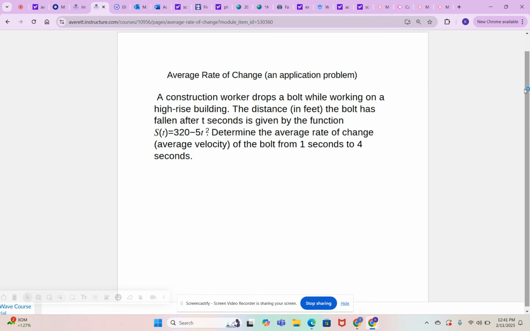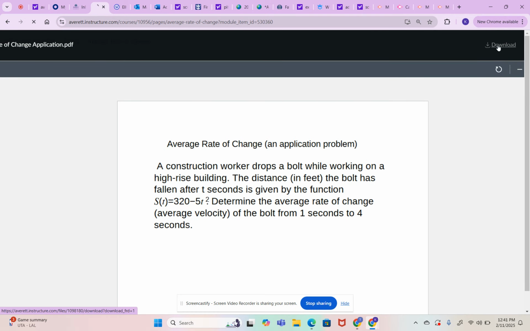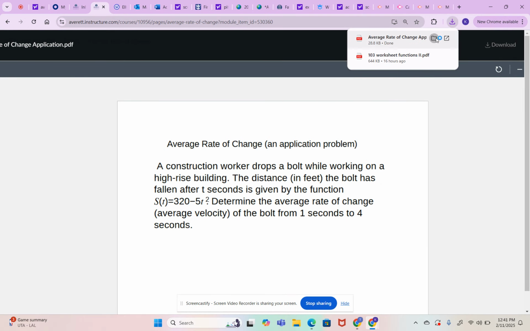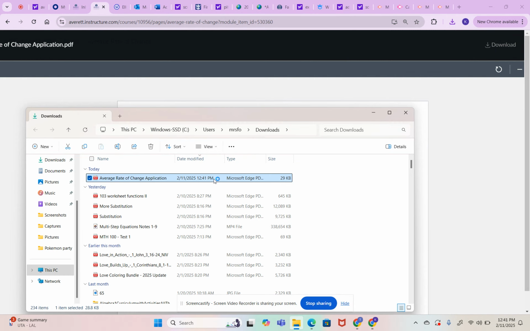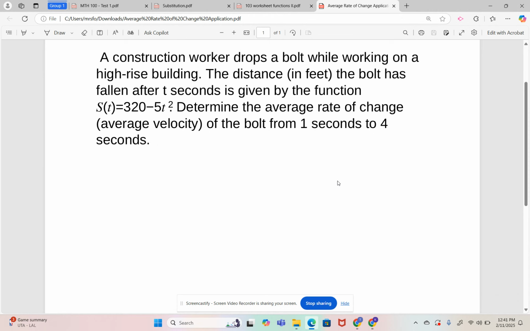We are going to be talking about rate of change. You don't have this handout yet, but you can just do this on a separate sheet of paper. Let me get this downloaded so that I can write on it. We're talking about average rate of change, so we will take notes on this.